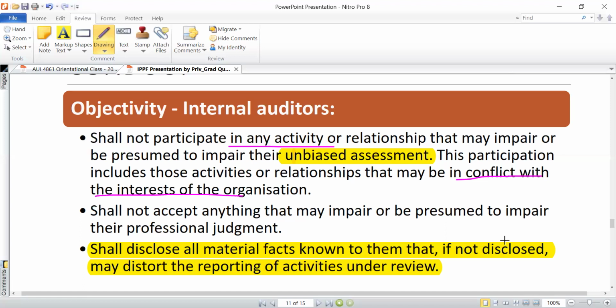Right. Number 2, you shall not accept anything that may impair or be presumed to impair your professional judgment. This can be the case where you receive or accept a gift which is material in terms of monetary value. Then you will have a problem. So then number 3, we shall disclose all the material facts known to us that, if we don't disclose them, might distort the purpose of the engagement that we have been assigned to perform. Those are your rules of conduct with respect to objectivity.